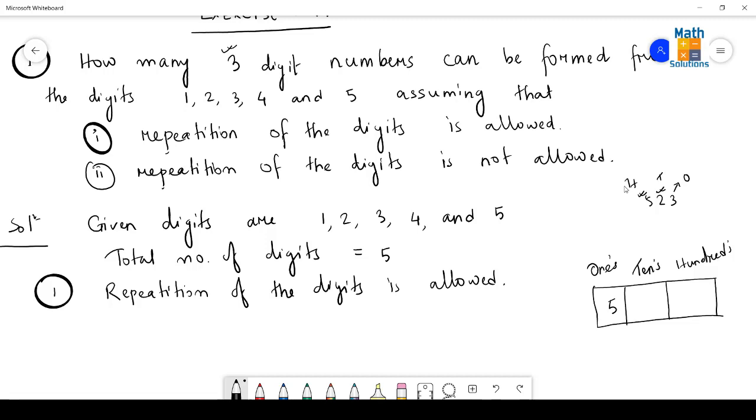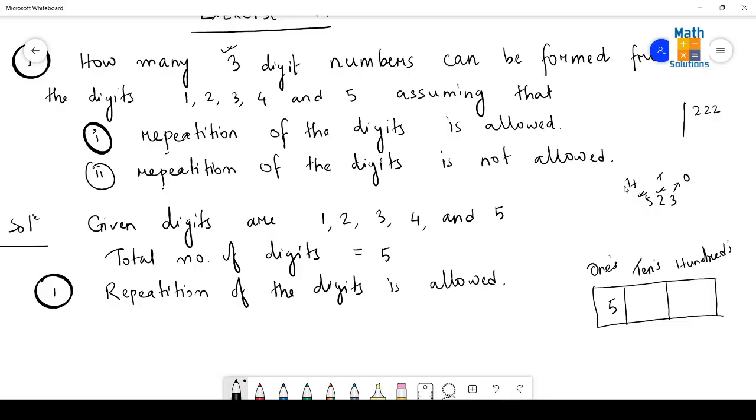Now for tens place, one thing we should keep in our mind, that repetition of the digits is allowed. I mean to say, if in the first position, I mean in ones place, I wrote 2, the same thing can be repeated for tens place also. Suppose the ones place I filled up by 2. The tens place also can be filled in by 2. Then the hundreds place can also have the same digit like 2. Because repetition of the digits is allowed. There is no binding that we have to use only one number in one place. There is nothing like that.